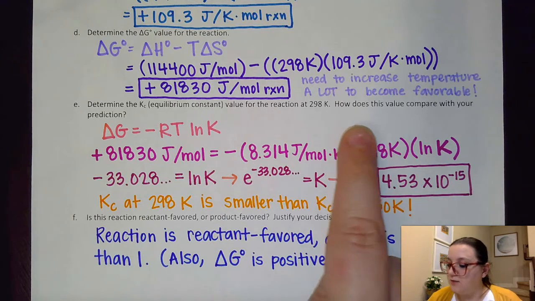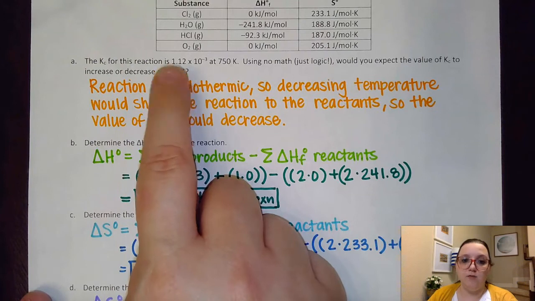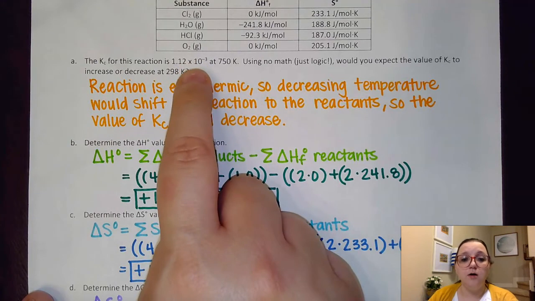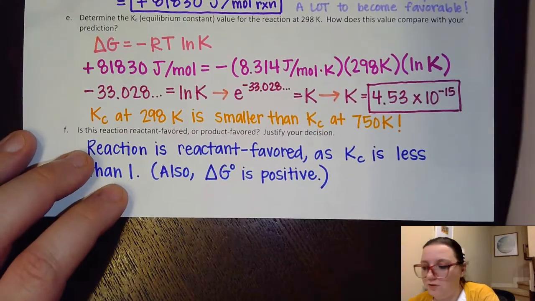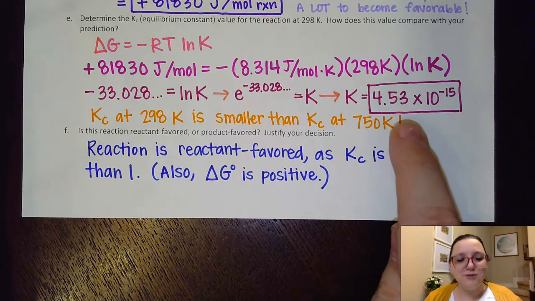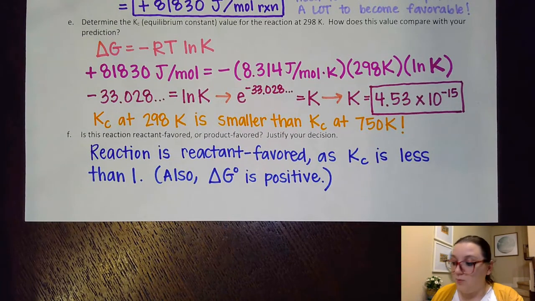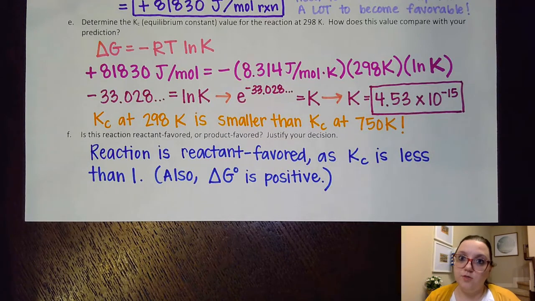Now it asks here, how does this value compare with your prediction? Remember, back up here, we said that if we use 298 Kelvin, we should see the value of Kc decrease. It should be smaller than 10 to the negative third. Well, look what we're getting now. We're getting 10 to the negative 15th. That's smaller, so that's good. It matched up with what we predicted using Le Chatelier's principle. So as crazy as this is, it's actually proving mathematically the point that as you decrease the temperature, you should see that decrease in K if you had an endothermic reaction.